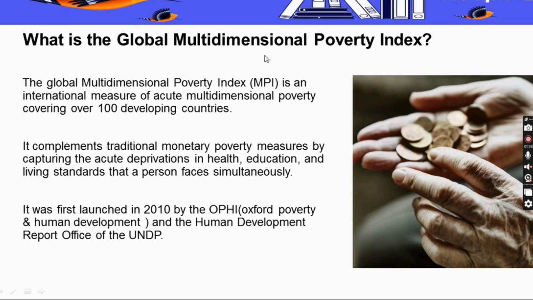So, what is the Global Multidimensional Poverty Index? The Global Multidimensional Poverty Index is an international measure of acute multidimensional poverty covering over 100 developing countries. It complements traditional monetary poverty measures by capturing the acute deprivations in health, education and living standards that a person faces simultaneously. It was first launched in 2010 by the OPHI, which means Oxford Poverty and Human Development Initiative, and the Human Development Report Office of the UNDP.